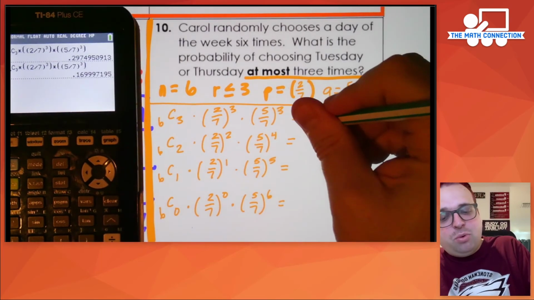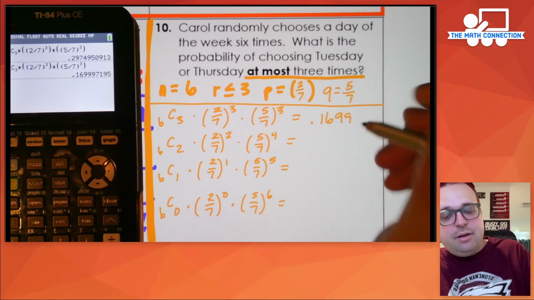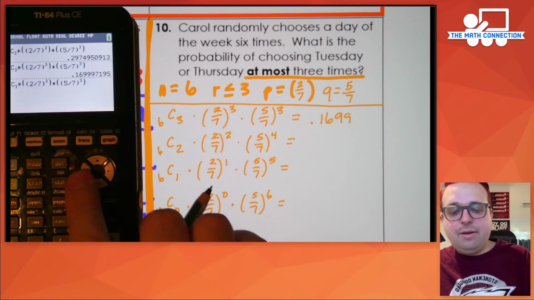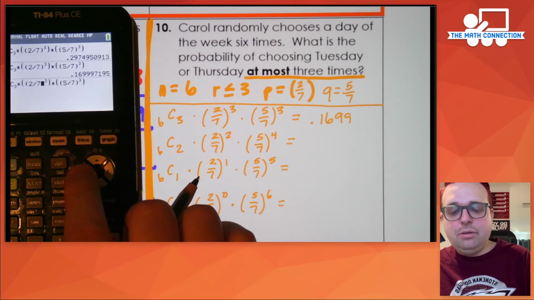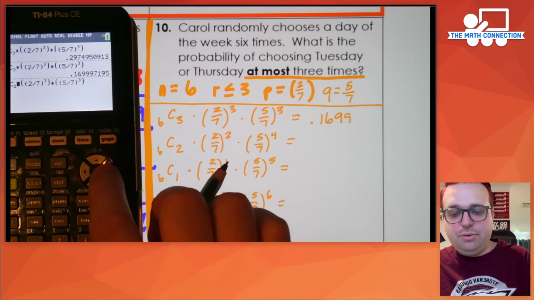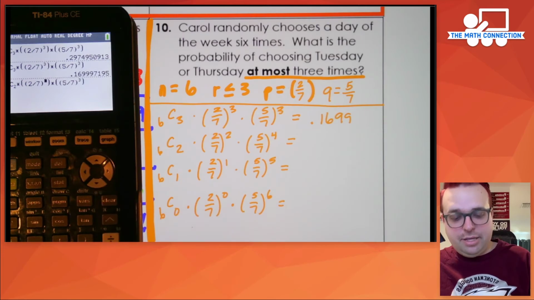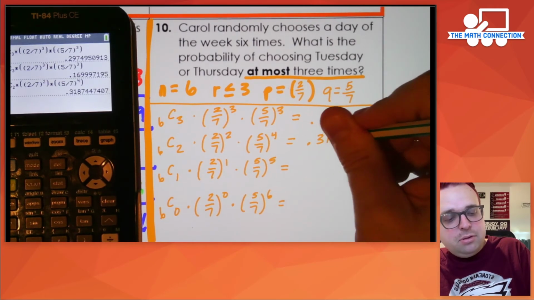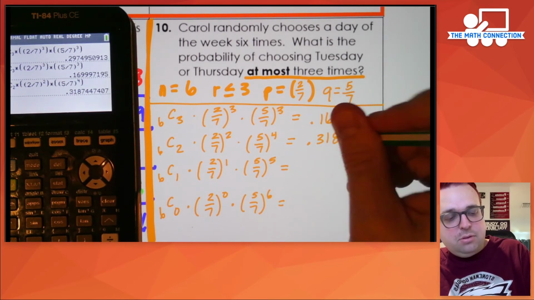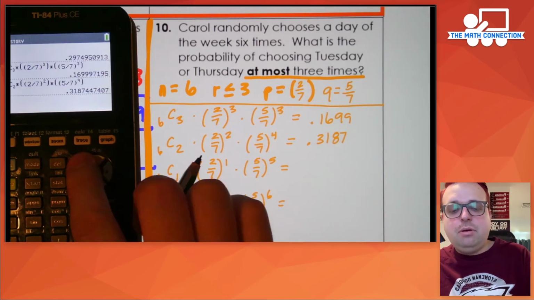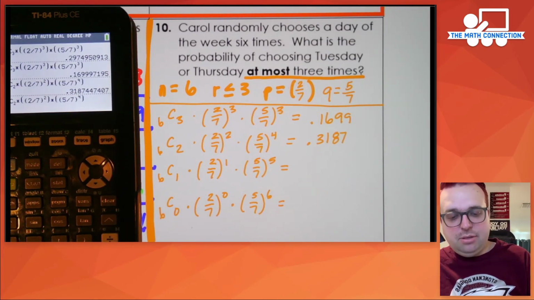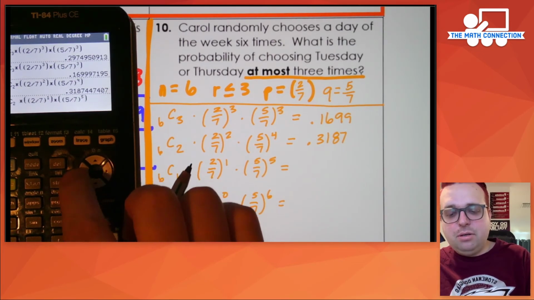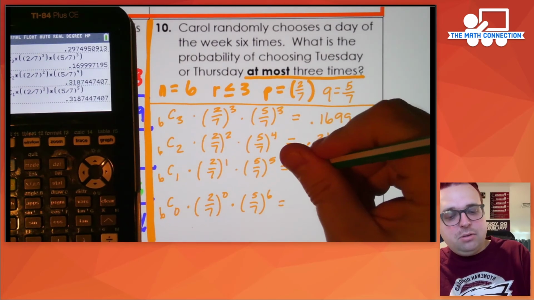Okay, the first one is 0.1699. The second one is going to be 6 combo of 2. That's to the power of 2. That's to the power of 4. One more time, and then one more time after that. This is the power of 5. It's the power of 1. This is 1.